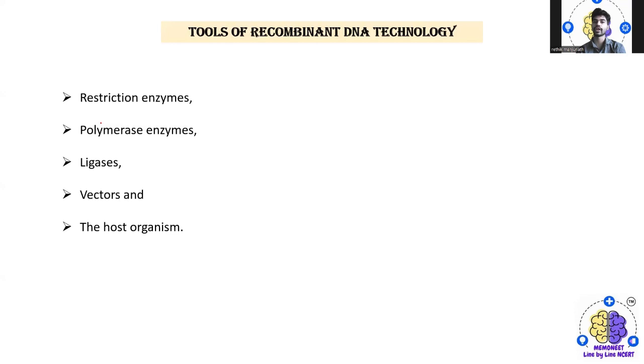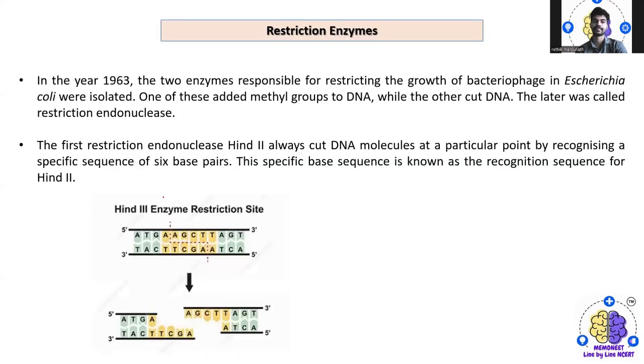So, what are the tools for recombinant DNA technology? One thing we understood is restriction enzyme, then polymerase enzyme. We should have ligase, a vector, and then the host organism. Restriction enzyme is used to cut the piece of DNA. Polymerase enzyme is used to incorporate it. Ligase acts as a glue to stick the alien DNA inside the vector. So we should have an appropriate vector so that we can insert it into the host organism.